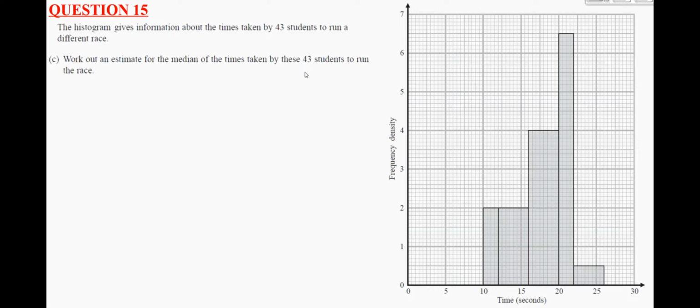What does median mean? Median is the middle. So what was the middle person? If there's 43 people, I want you to imagine 43 people in a line from the slowest to the fastest, or from fastest to slowest, whichever way around.